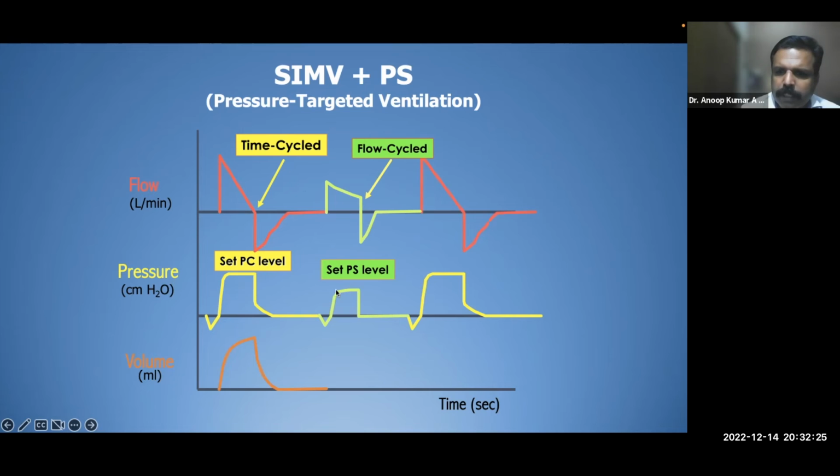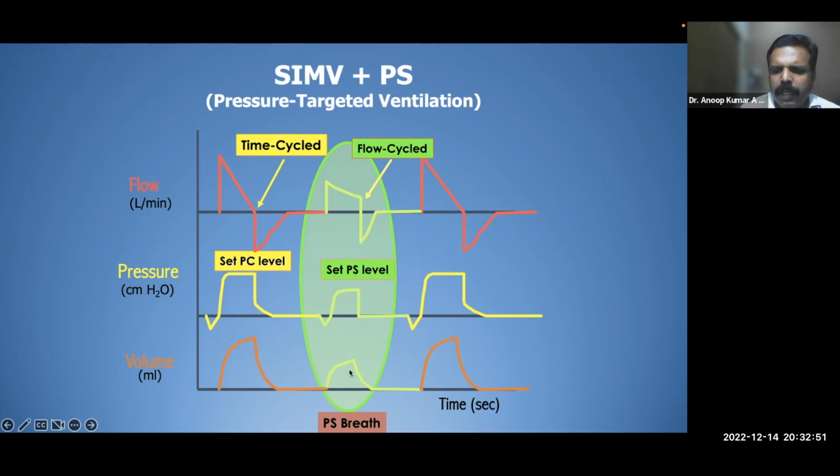This is the set pressure control, but here this is the set pressure support. This is the pressure control and this is the pressure support. Both are different in SIMV. But in assist control mode, your pressure control and pressure support are the same. Even if you set a pressure support level, depending on the patient effort, the tidal volume will be varying. That is why the tidal volume is fixed only for the machine assisted, machine controlled breath. For other breaths, the tidal volume will vary depending on the patient effort. So that is the difference between assist control, the control mode, and the SIMV mode.